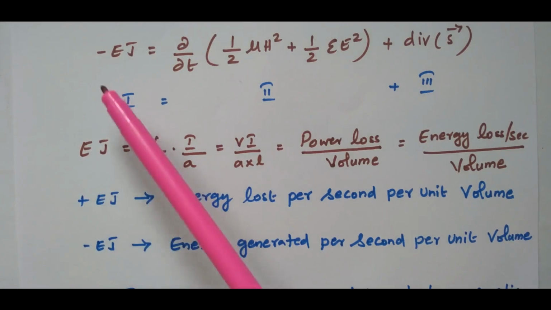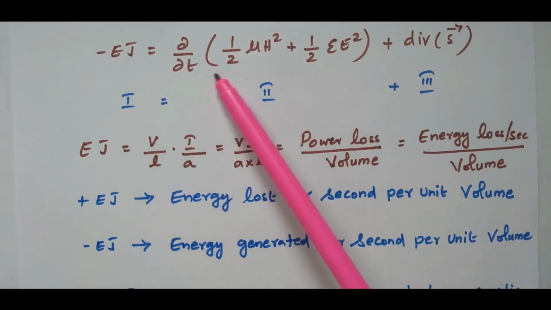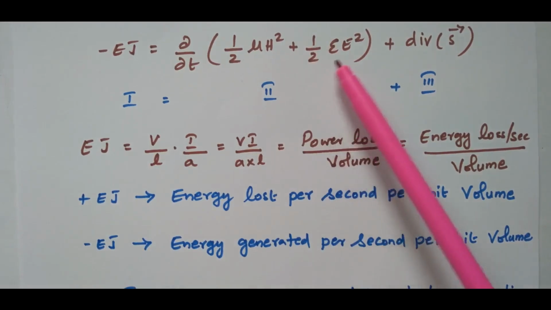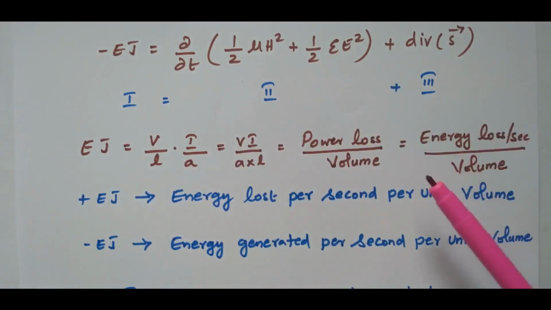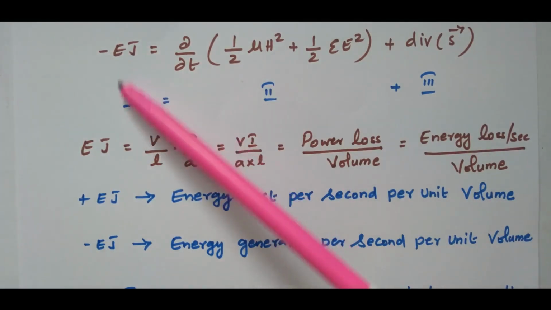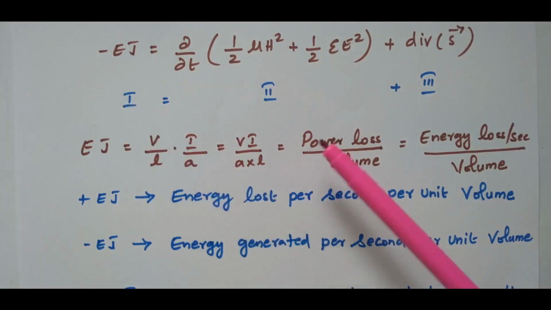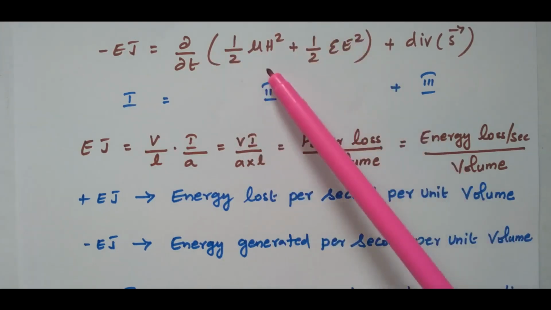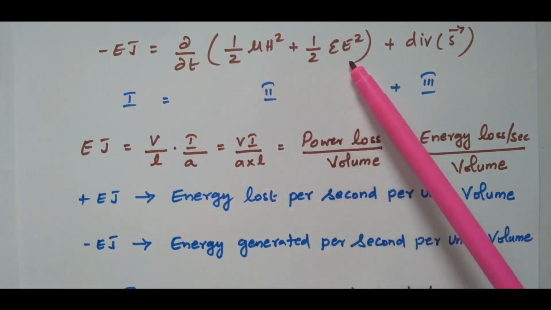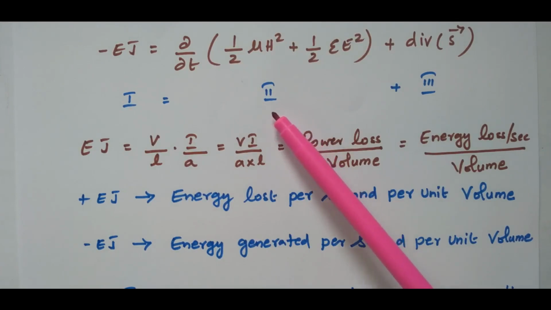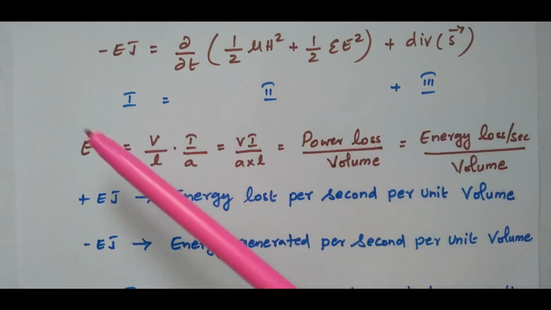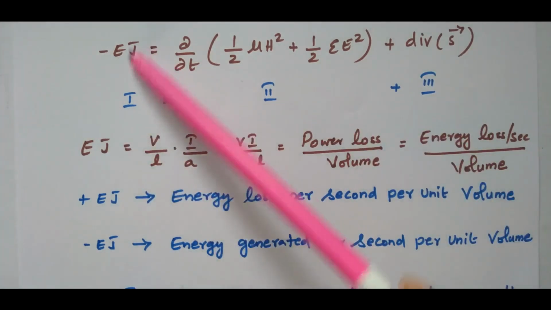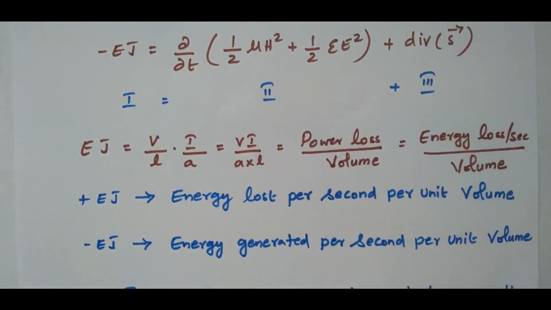So by rewriting we got minus E·J equal to ∂/∂t of 1/2 μH² plus 1/2 εE² plus divergence of S vector. Right? So this term is brought to that side so that it becomes positive. Minus E·J we'll take as term 1. This ∂/∂t of 1/2 μH² plus 1/2 εE² we'll take as the second term. This divergence of S is the third term. So we'll analyze these three terms one by one. Right? So this is the first term, this is the second term, this is the third term.